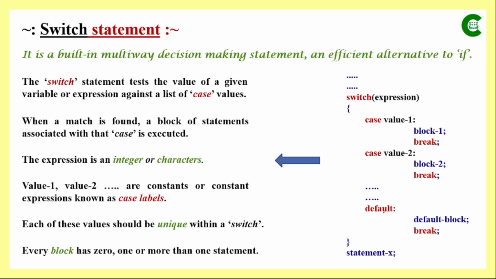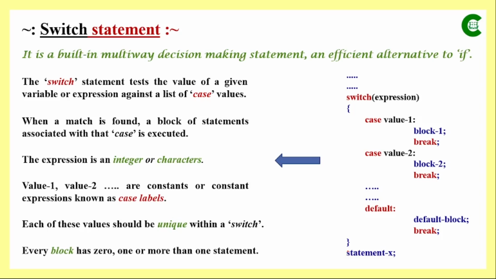So if in a program we have cases and we don't have any default statement, and the value of that expression doesn't match any value of all those cases written under that switch statement, then program control will come out of that switch statement. It will not execute any statement, and then program control will go to this statement, and that statement X will be executed.